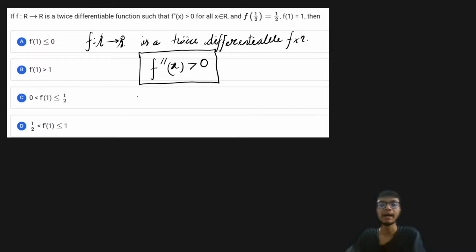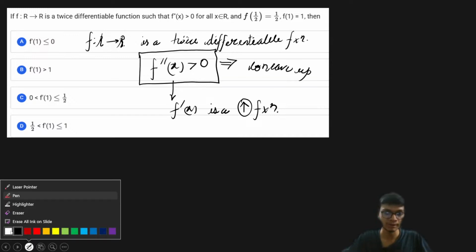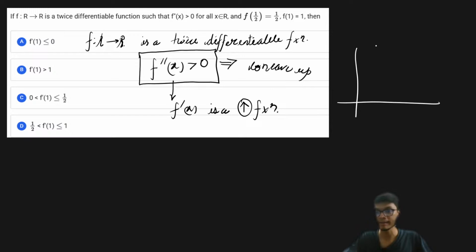Now, this statement has a lot of implications. If the second derivative of x is greater than 0, that basically means the first derivative function is an increasing function. What does the first derivative mean? It means the slope. So the slope is increasing as we increase x. That tells you this kind of function is concave up. So if we try to roughly draw the graph of the function, we will get a concave up graph.